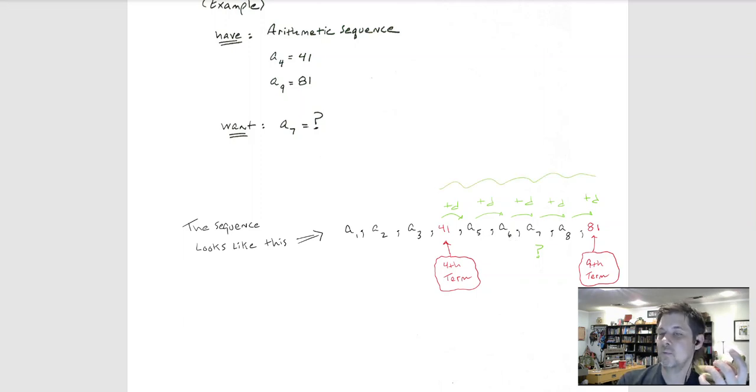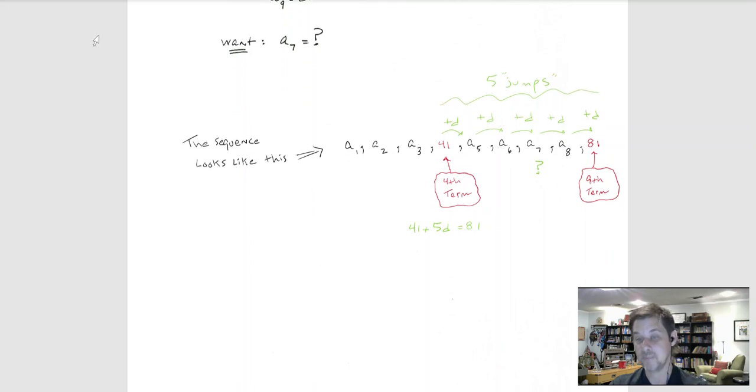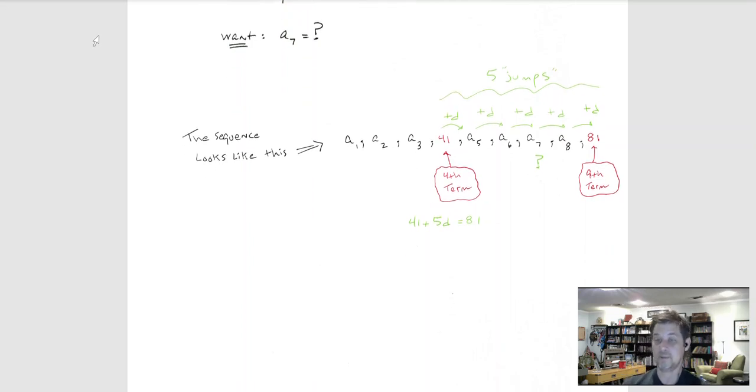And look at what we see there. It looks like the way that you get from 41 to 81, from the 4th term to the 9th term, is you take 1, 2, 3, 4, 5 jumps. And jumps is not some precise mathematical terminology, but you see what I mean. So here's how I'll express it. If you take 41 and you add d 5 times, then you will get 81. That's how you get there, and that's how an arithmetic sequence works.